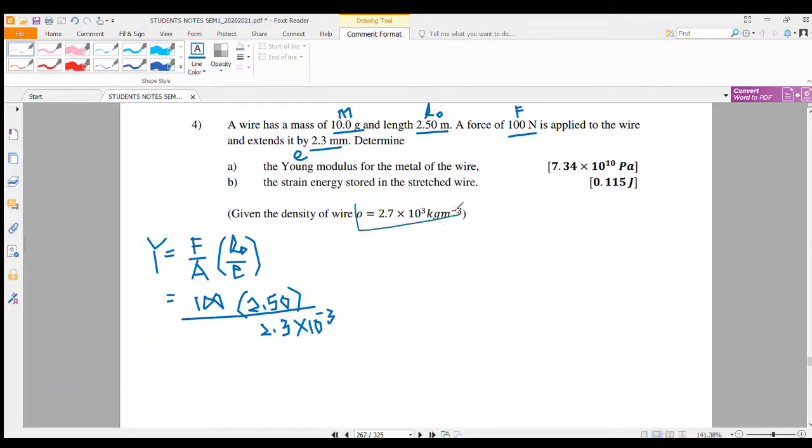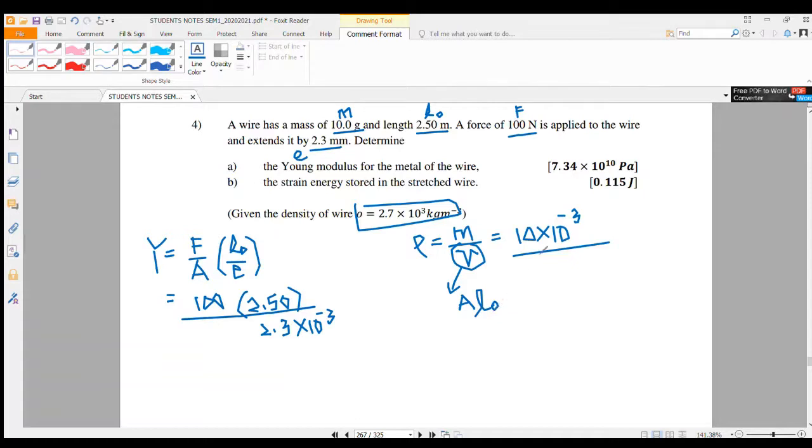Okay, they give you the density. So density equals to mass per volume. The mass is 10 grams, so 10 times 10 to the power of negative 3, change to kg. Volume, if let's say this is a wire, volume means that you must use the area times the original length. So the area we don't have, and the original length is 2.5, is equal to the density 2.7 times 10 to the power of 3. So you will get the area equals to 1.78 times 10 to the power of negative 6.